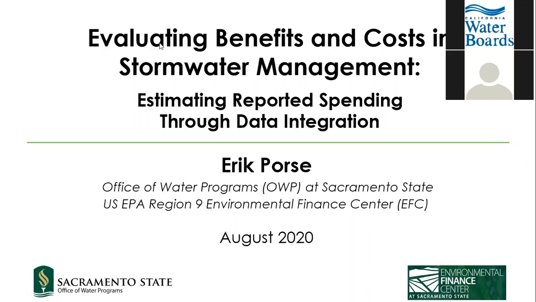So today's program, I'm going to talk about an ongoing project, a set of projects, the latest of which we looked at municipal costs and spending for stormwater management in California. And this was through the Environmental Finance Center at Sacramento State. So we are the US EPA Region 9's Environmental Finance Center, and we've been working on this topic for some time, and this is sort of the latest in a series of products we've been compiling on costs and benefits around stormwater management. Next slide, please.